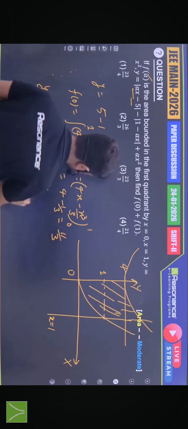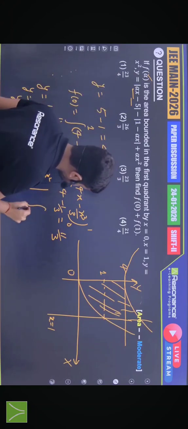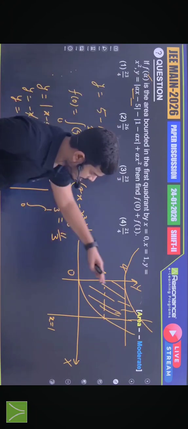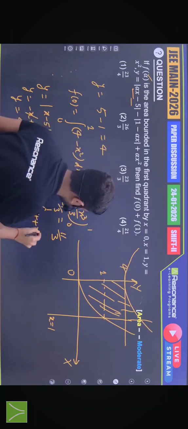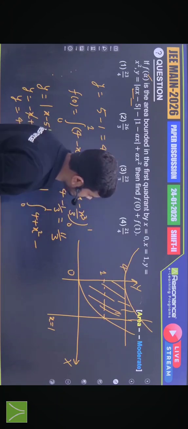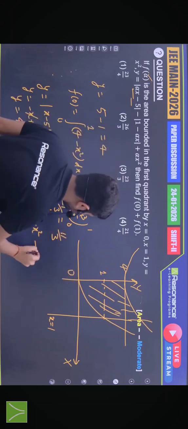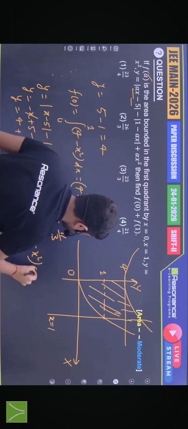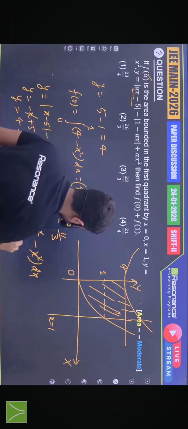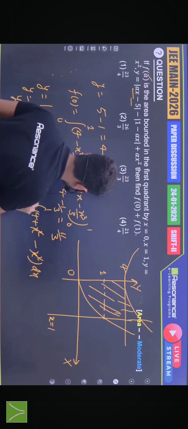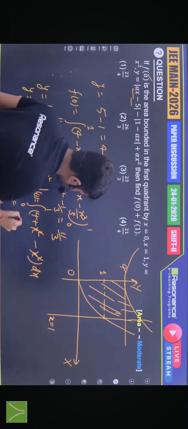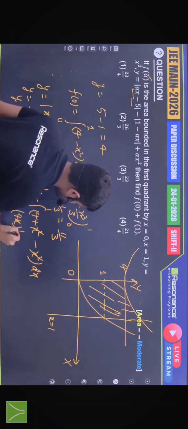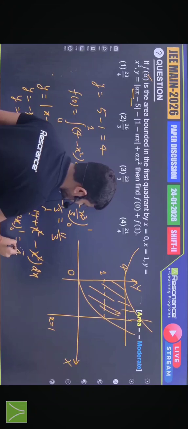How to find area? Area will become 0 to 1. Upper curve is 4 plus x square, minus lower curve, which is x square. This will get cancelled. So this is your f of 1. 4x from 0 to 1, you will get 4. So f of 1 is 4.